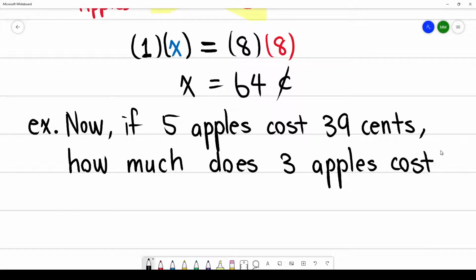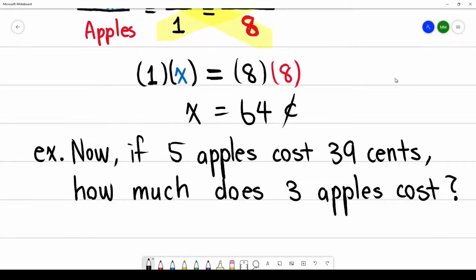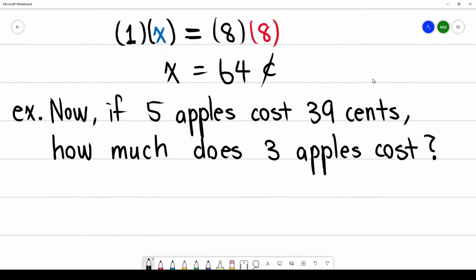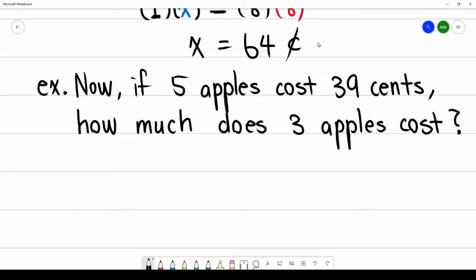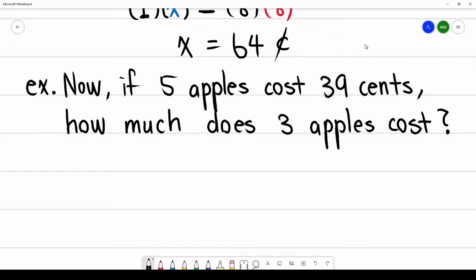And this is what I'm talking about when you need to set up the equation here, because it's a little bit more complicated. So how much does 3 apples cost? And again, you can type it into the chat, or you can say it out loud.